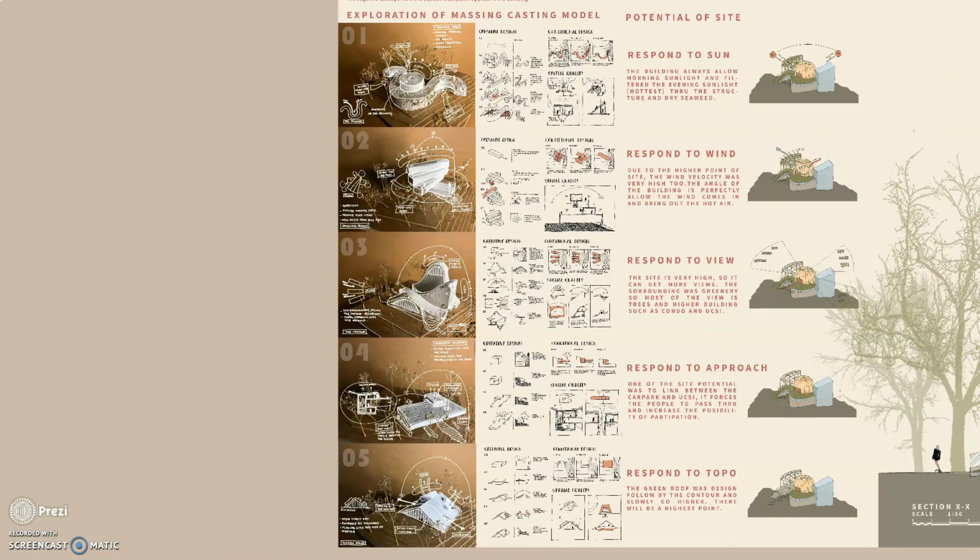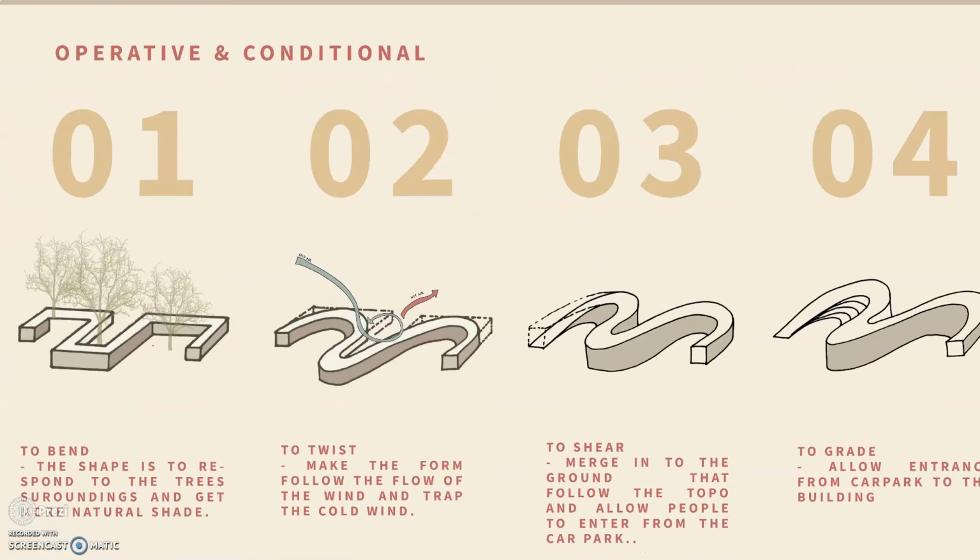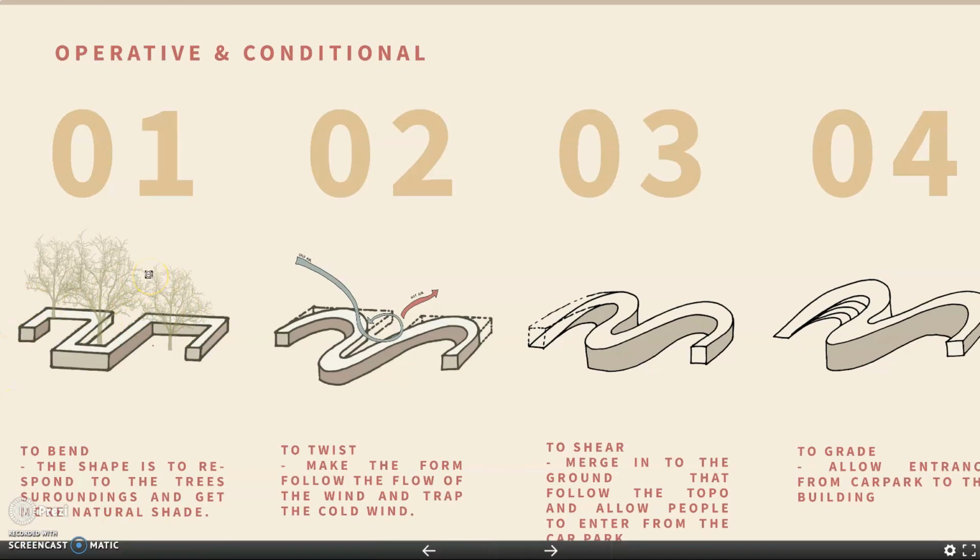Before stepping into the project, I did some exploration on the machine casting model which is responding to the site. I found that the first exploration has the potential to develop in terms of form and functionality, so I selected the first one to develop further. Firstly, I bend the form, which responds to the tree surroundings and gets a natural shade. Then I twist it to make the form follow the flow of the wind and trap the cold air. After that, I shear it and merge it into the ground and allow people to enter from the car parks.